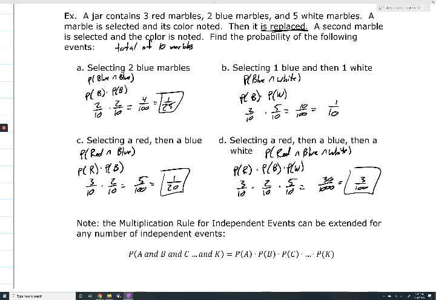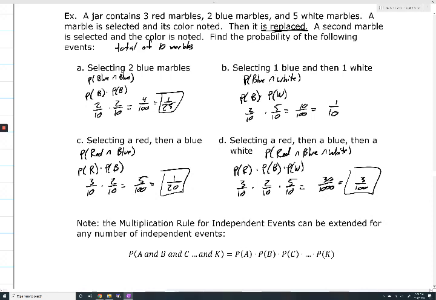So next, I look at the total number of marbles. There's a total of 10. And then we go through and we find all of those probabilities. Probability for A is the probability of getting a blue and then another blue. So probability of B times probability of B, I get 1/25. A blue, then a white.